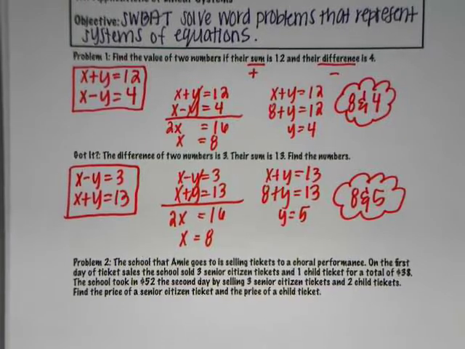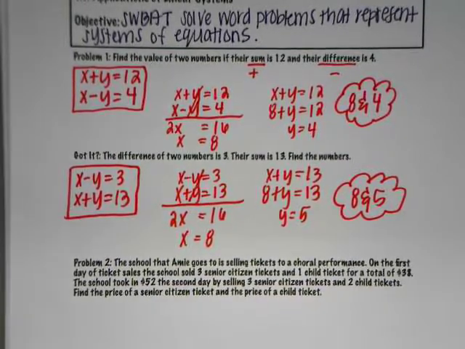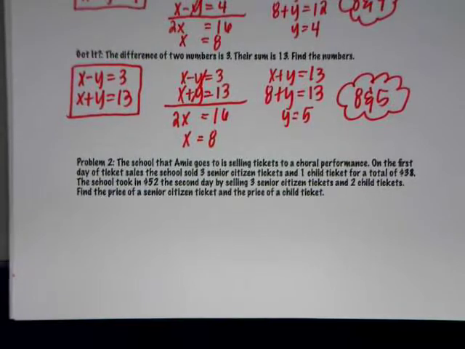All right, next type. The school that Amy goes to is selling tickets to a choral performance. On the first day of ticket sales, the school sold 3 senior citizen tickets and 1 child ticket for a total of $38. The school took in $52 the second day by selling 3 senior citizen tickets and 2 child tickets. Find the price of a senior citizen ticket and the price of a child ticket.